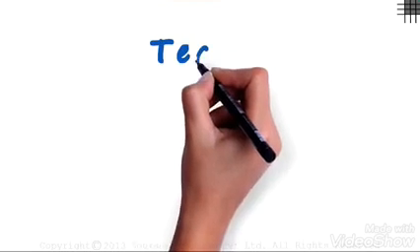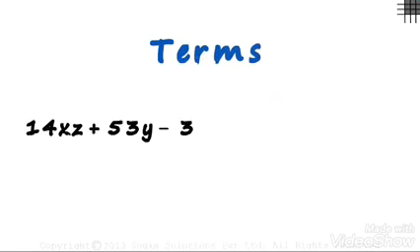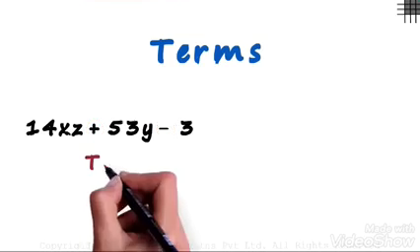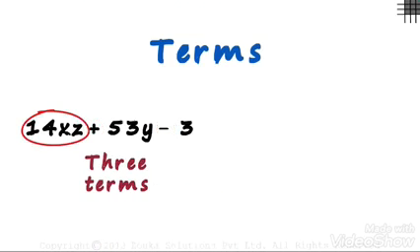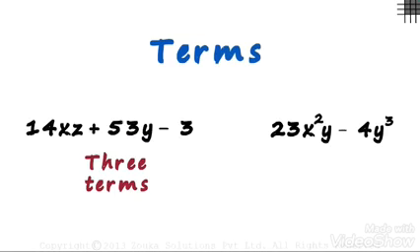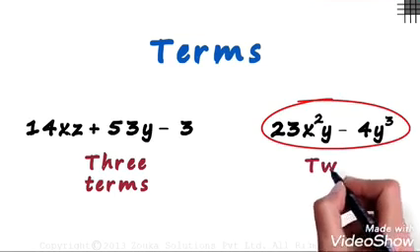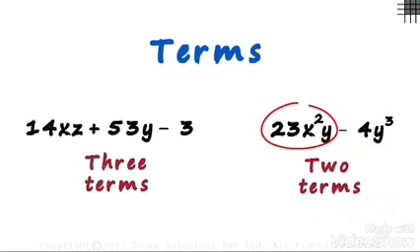What are polynomials? Let's look at the concept of terms and expressions. 14xz plus 53y minus 3. There is a plus as well as a minus sign here, which means that we have three terms: 14xz, 53y and 3. The second expression is 23x squared y minus 4y cubed. This expression has just two terms, 23x squared y and 4y cubed.